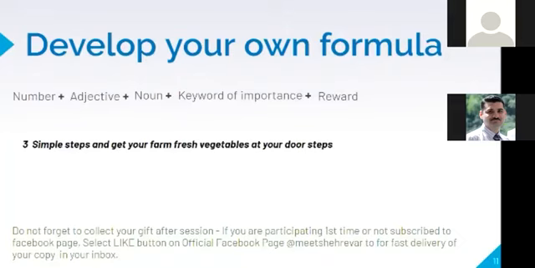That is not less than a reward, because in these times, when there are lockdowns and travel bans, getting some services at your doorstep without any extra cost is more important than any other reward. So this is my sentence that I am going to use in my post, for example: 3 simple steps and get your farm fresh vegetables at your doorsteps.